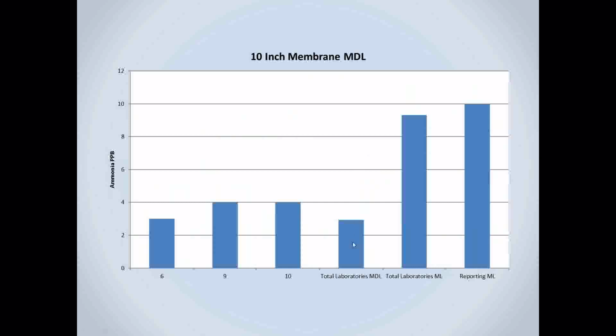And so here we have basically the MDL 3, the ML of just under 9.5, and a reporting ML of 10 ppb. So very, very robust MDLs and MLs.